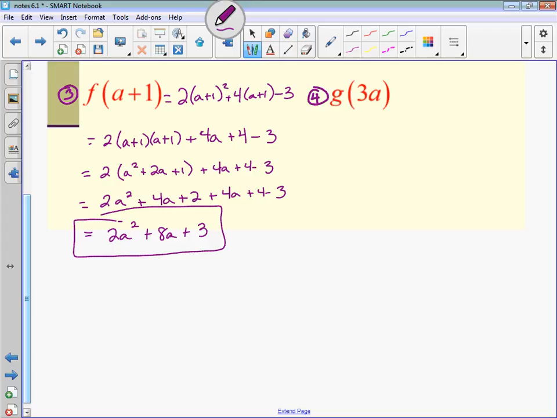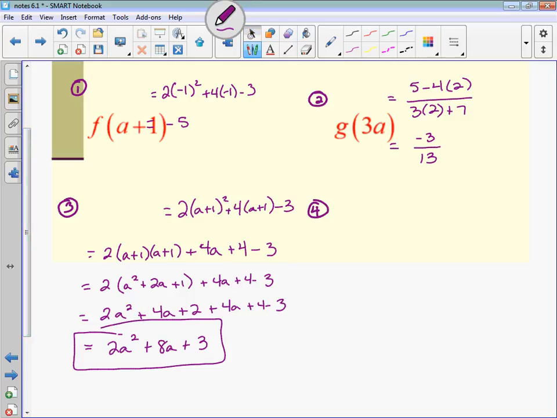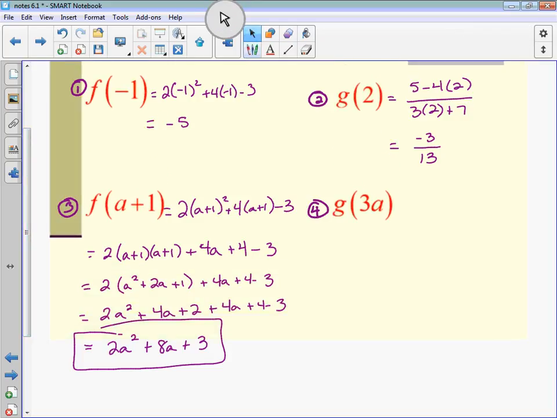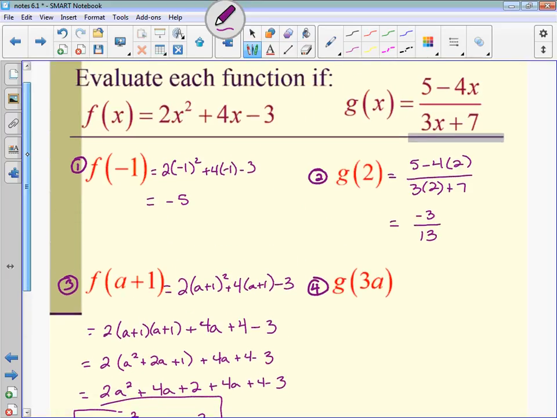And guys, if I go too quickly through anything, just tell me. Like, again, I'm assuming you remember some of this from Algebra 2, so stop me if I am wrong, okay? So G of 3a. For this one, we'd have 5 minus 4 times 3a over 3 times 3a plus 7.